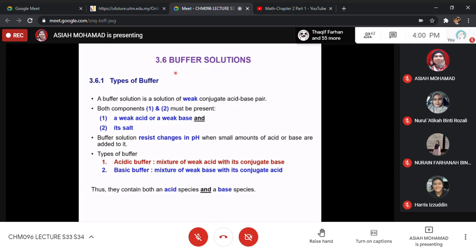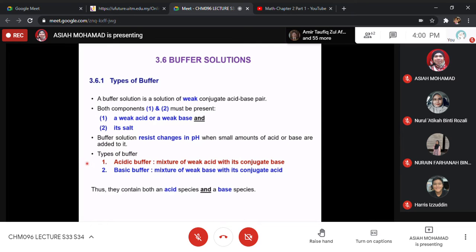So what is a buffer solution? It is a solution of a weak conjugate acid-base pair. In a buffer solution, there are two components that must be present. The first one is a weak acid or a weak base, and the second one is its salt. A buffer solution resists changes in pH when small amounts of acid or base are added to it.